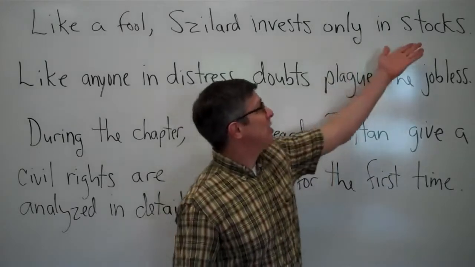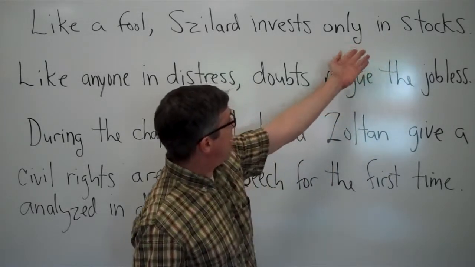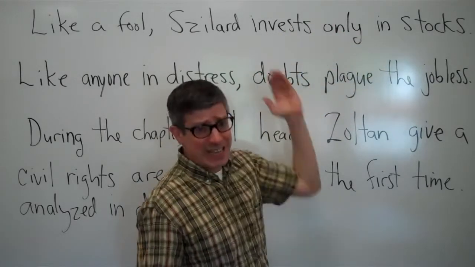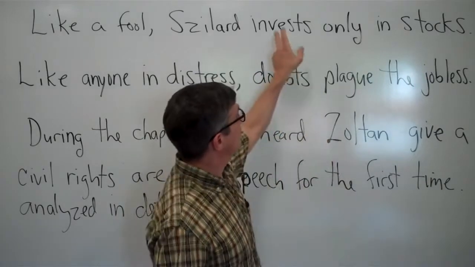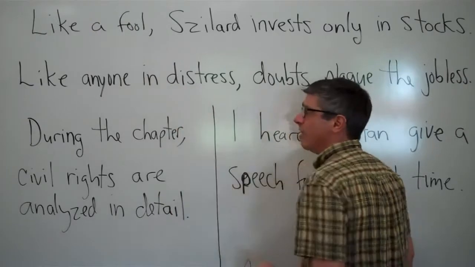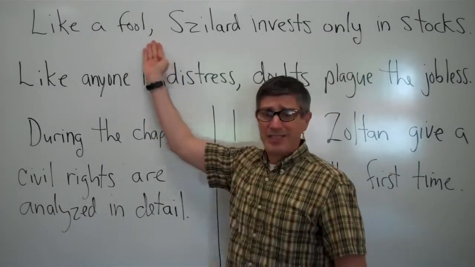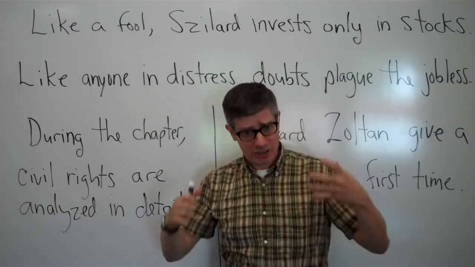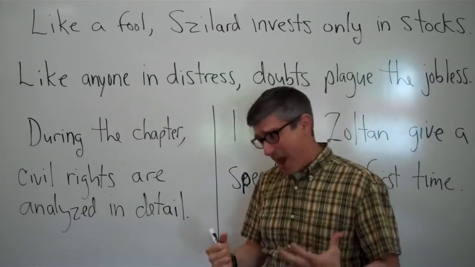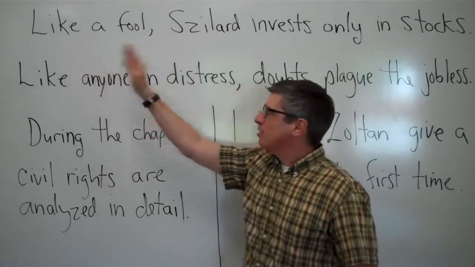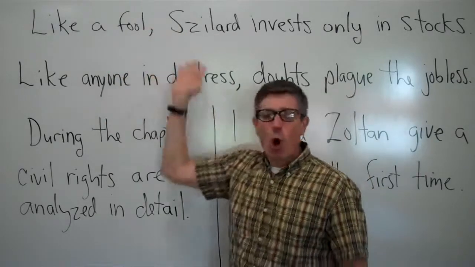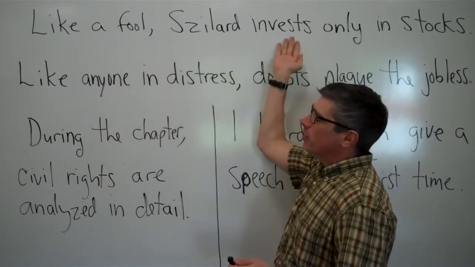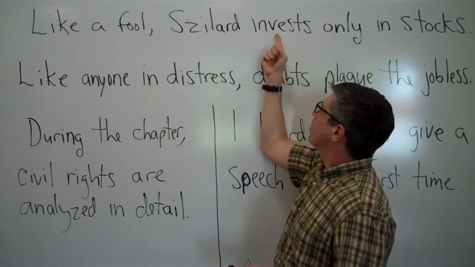So we have in stocks here, that's a prepositional phrase, and it's functioning as an adverb. It's answering the question, how does Szilard invest? In stocks, that's how. It's adverbial, and it's modifying invests. And so is like a fool. Now when a prepositional phrase is standing outside of the main clause, here Szilard invests only in stocks, that's the backbone of the sentence. And when you have a prepositional phrase, say beginning a sentence, it's always functioning adverbially. And it's always, therefore, answering a question that is going to deal with the main verb.